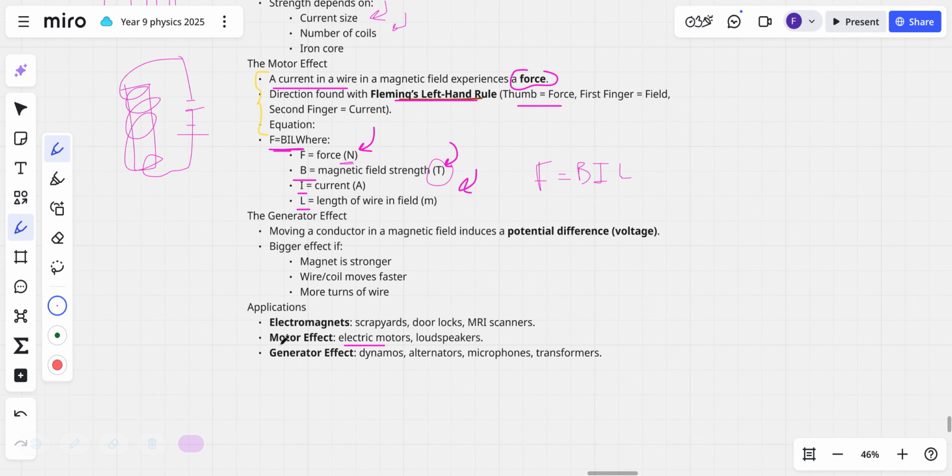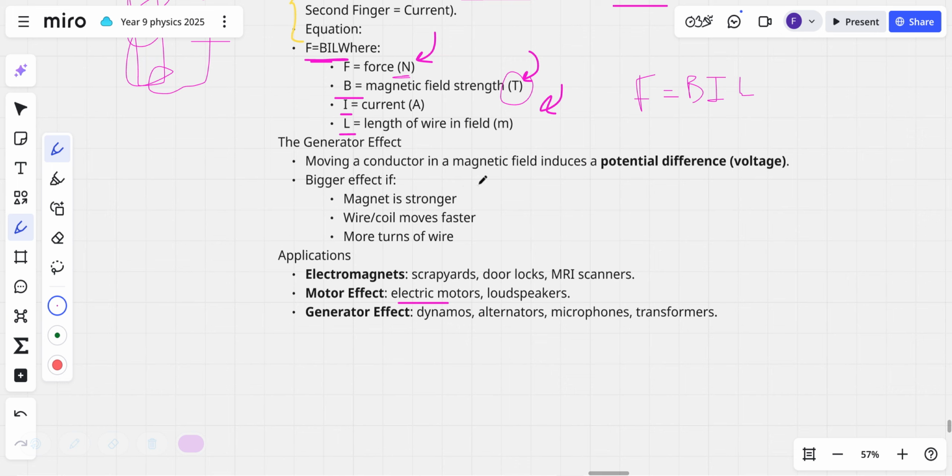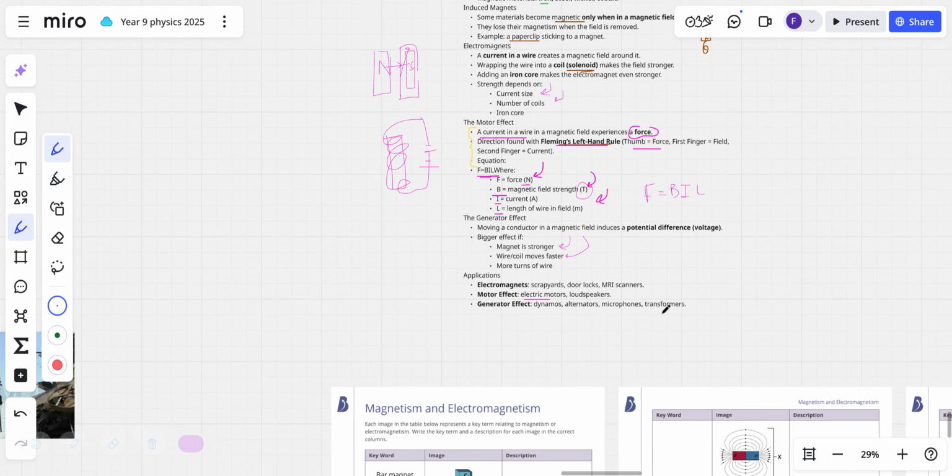All right, and here we've got applications. Usual: how do you make the motor effect or the generator effect bigger? Use a bigger magnet. If you're generating electricity, move your coil faster, or use more turns of wire. All right, so what applications have we got? Scrapyards I showed you, door locks, MRI scanners, electric motors, loudspeakers, dynamos, microphones, transformers, which we've looked at.